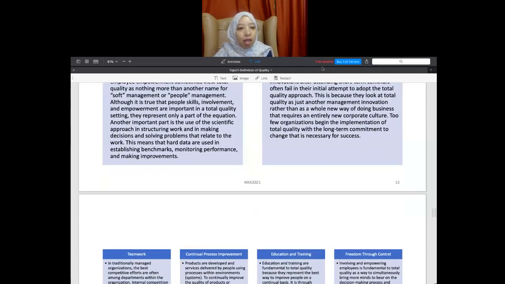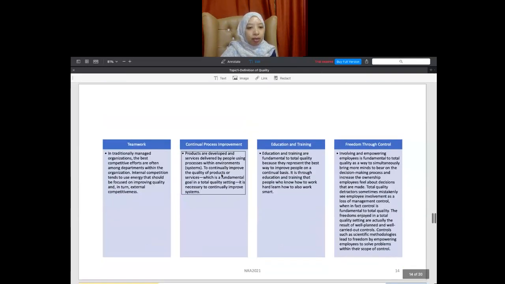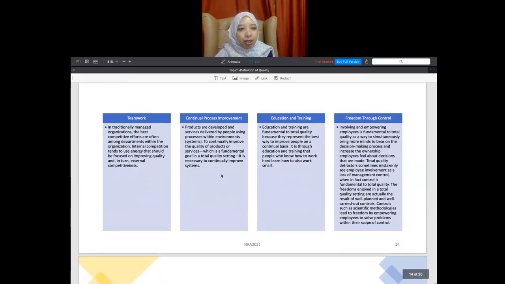Okay, and then for the teamwork, in traditionally managed organizations, the best competitive efforts are often among departments within the organization. For example, in UiTM also, our mission is we want to produce Bumiputera students who are marketable. So when the student has graduated, we want them to get a job within one month, insyaAllah. So this must be done by teamwork. It is not for the academicians only, but for the other departments also.